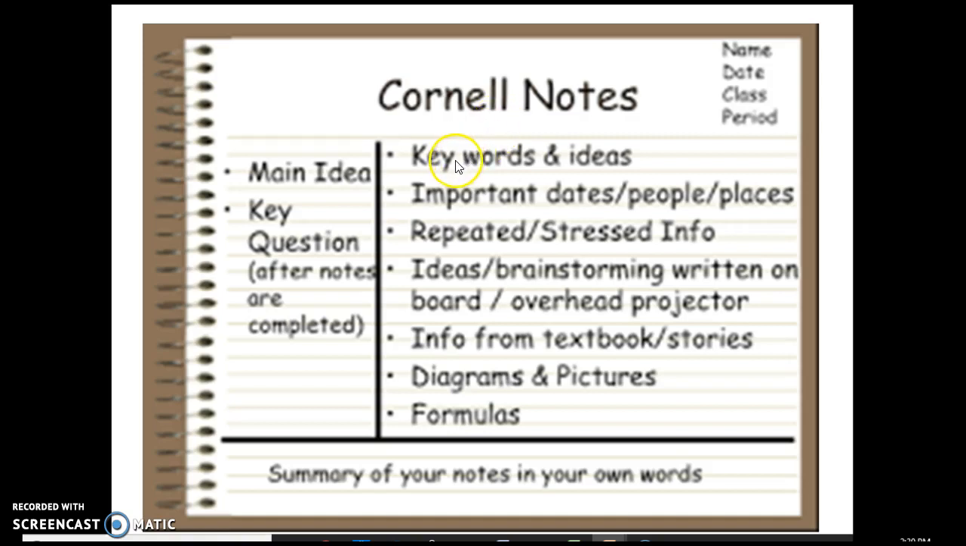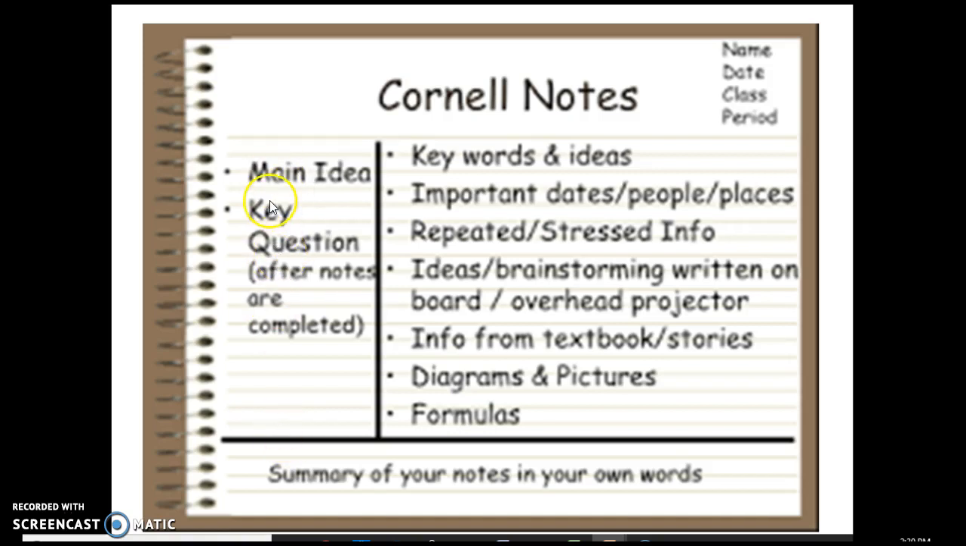You're going to write down whatever I have on the PowerPoint, which may be keywords and ideas, important dates, people, places, any information that's repeated or stressed, any brainstorming ideas, any information from a textbook, any diagrams and pictures, and in some cases, formulas. After you're done with all of your notes, you will go back, and on the left-hand side, you're going to write down the main ideas or key questions for that day.